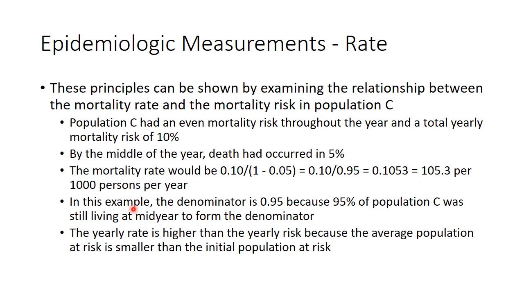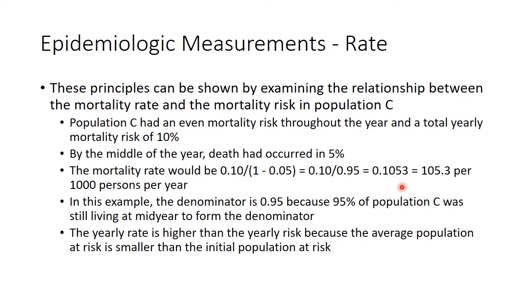So again, in this example, the denominator is 0.95 because 95% of the population was still left at that mid-year. What you'll notice is that the yearly rate is higher than what the actual yearly risk is going to be, because the average population is smaller than the initial population at risk. Because again, if you were to look at the calculation of risk in this case, it would be 0.1 over 1, or 10%, right? Our risk, we already said right here, is 10%, versus what we're getting over here, which is basically 10.53%. So the rate is a little bit higher, and again, we're only looking over a 1 year time period.